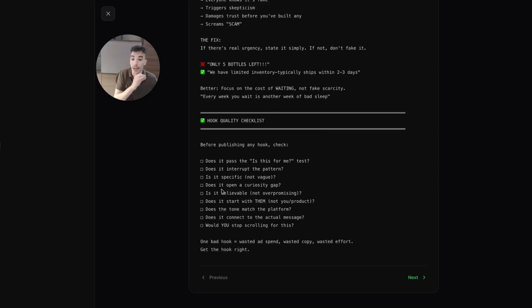Does it open a curiosity gap, an open loop? If there is something that needs to be closed and isn't closed yet, people will continue watching and you get a good hold rate. Is it believable, not over-promising? Believable to the standards of your avatar. Does it start with them, not your product? Does it focus on them?